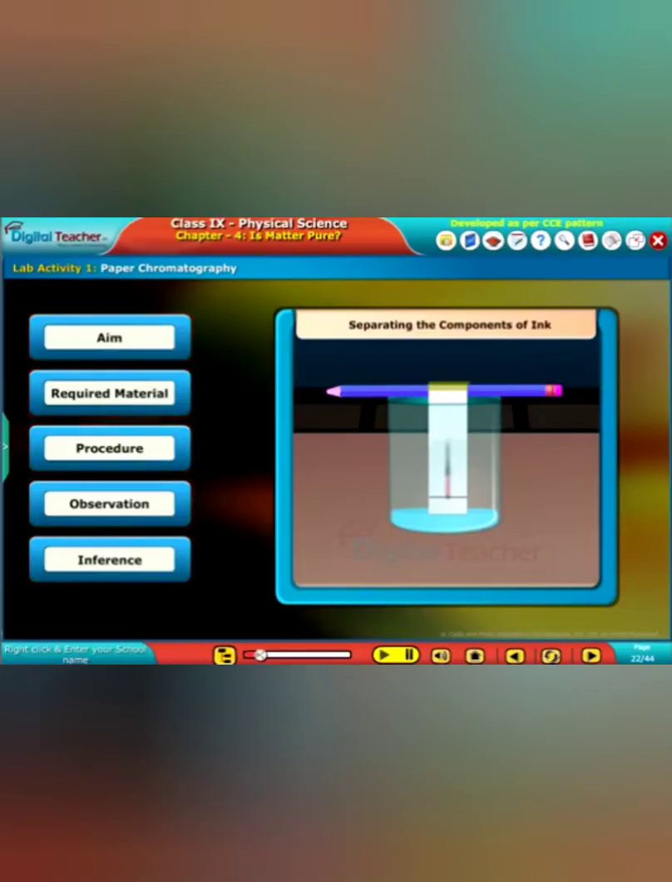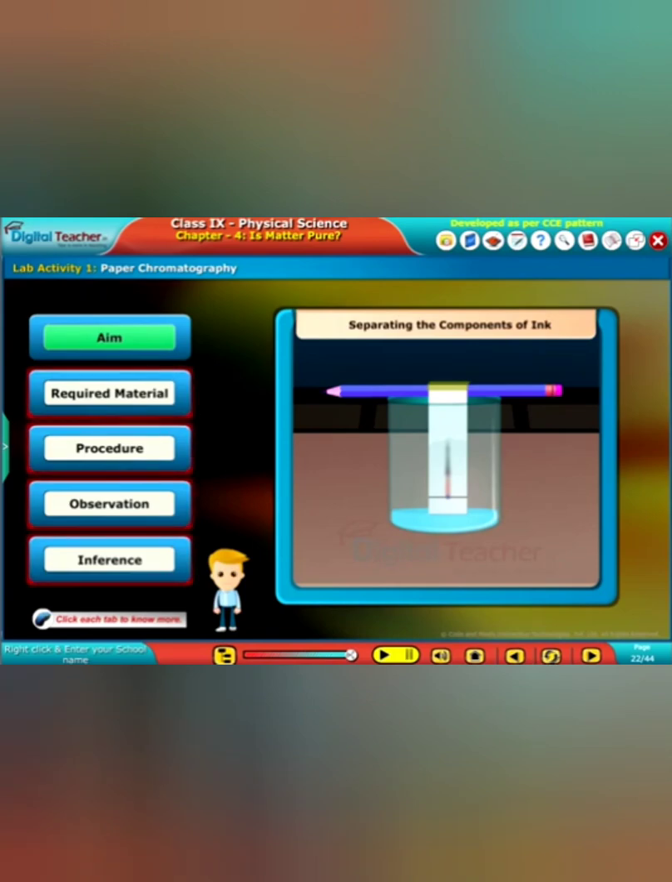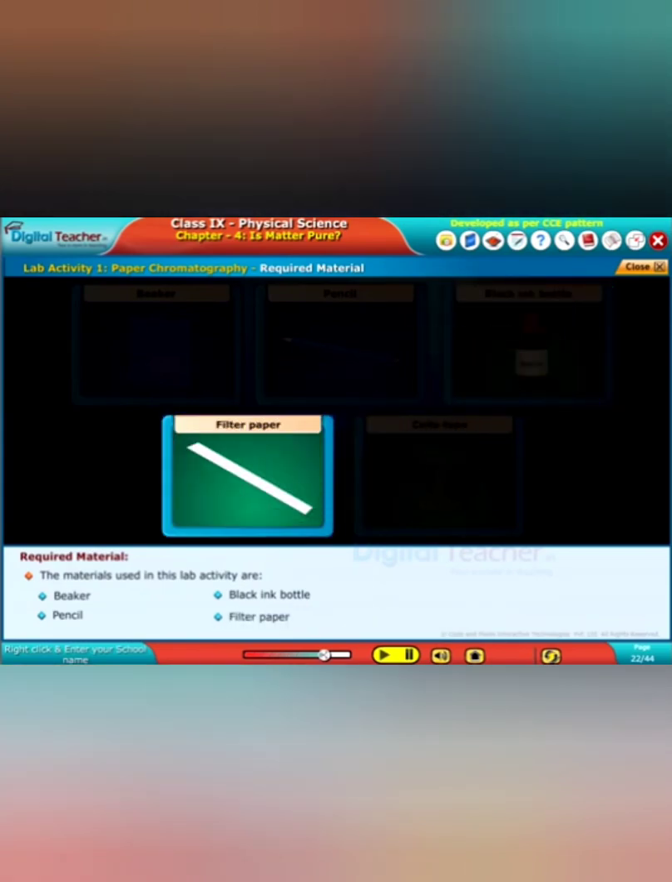Let us do a lab activity to separate the different components of dye using chromatography. The aim of this activity is to separate the different components of dye using paper chromatography. The materials used in this lab activity are beaker, pencil, black ink bottle, filter paper, sellotape.